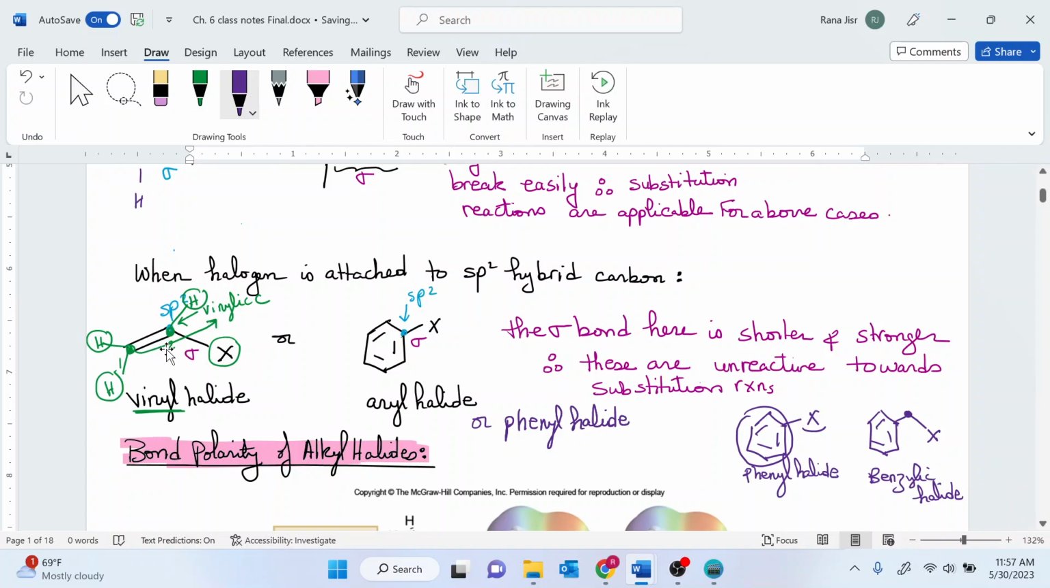Now, the vinylic is not like the allylic. So the vinylic halides are not classified as primary, secondary, and tertiary. Same thing for the aryl halide or the phenyl halide. There's no classification for them. It's just the halogen attached to the sp2 hybrid carbon. And if the sp2 hybrid carbon is the double bond, you call it vinylic. If it is a benzene, you call it a phenyl or an aryl.